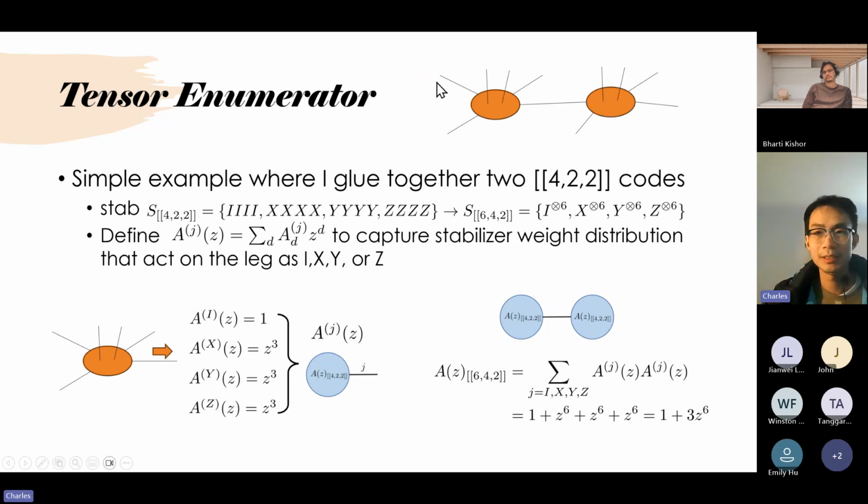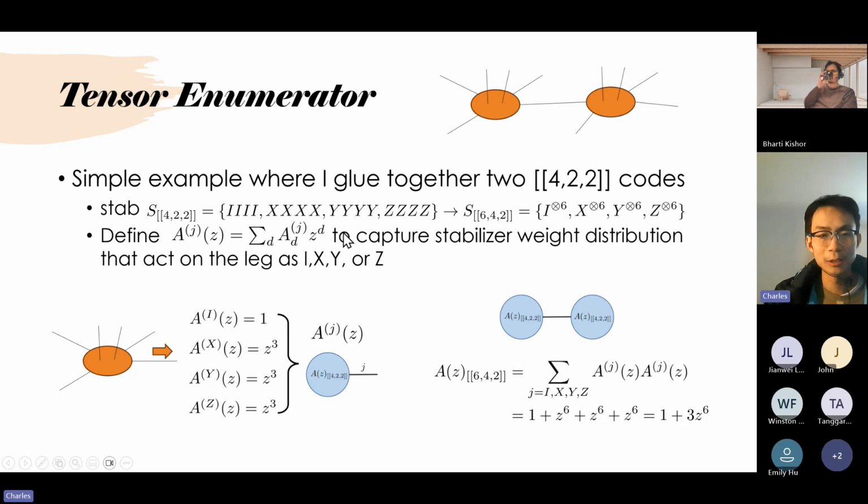So suppose the code that I want to generate is like gluing together two 422 codes, where each 422 code is the usual CSS code that has this kind of stabilizer group. And I'm going to represent each of them with this orange blob, where these two legs represent the logical input qubits and these four legs represent the physical qubits, right?